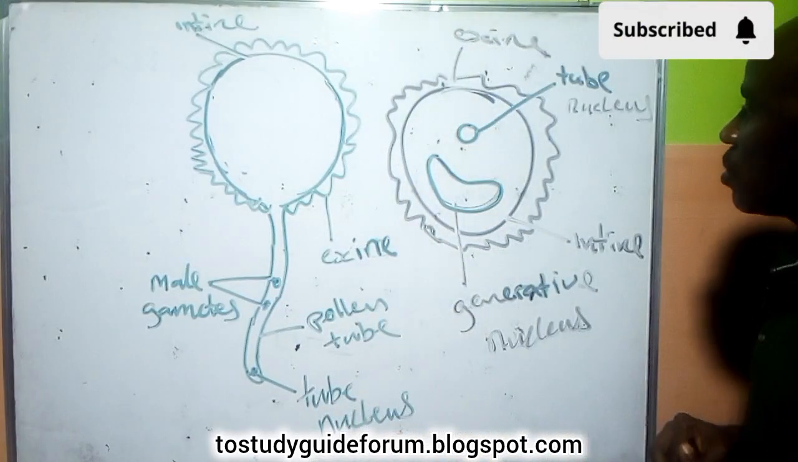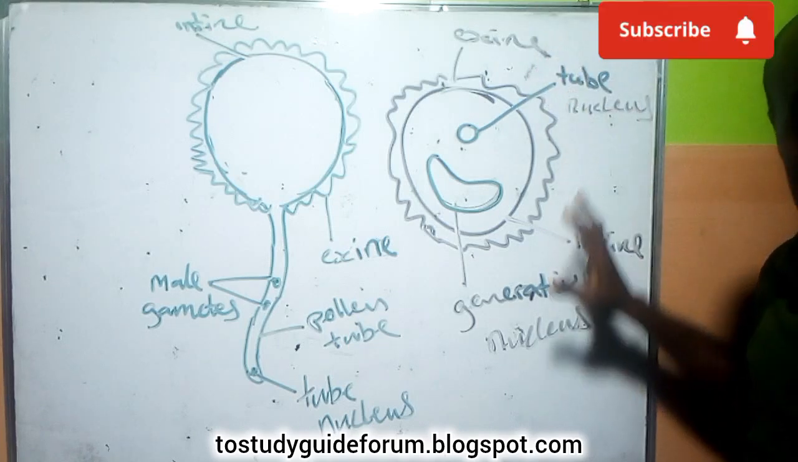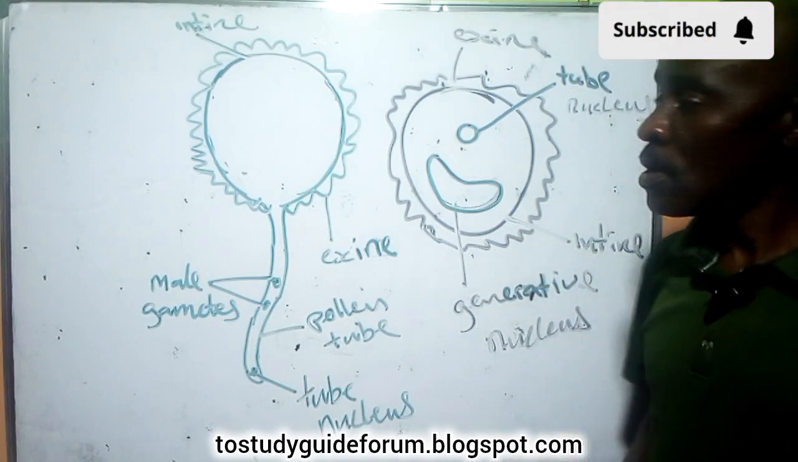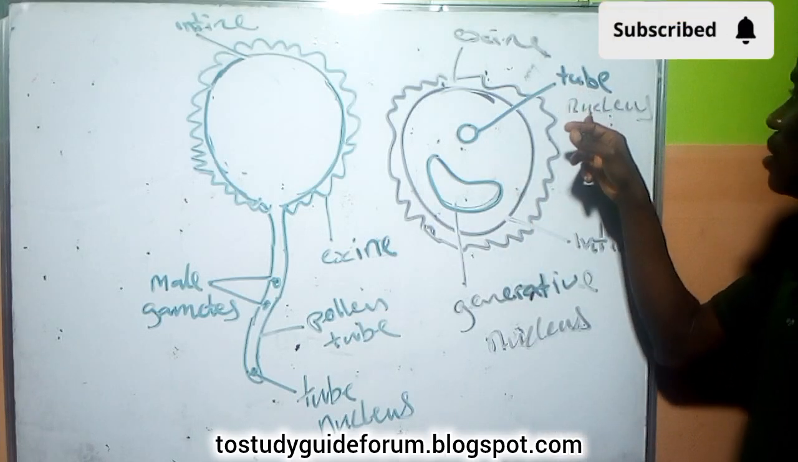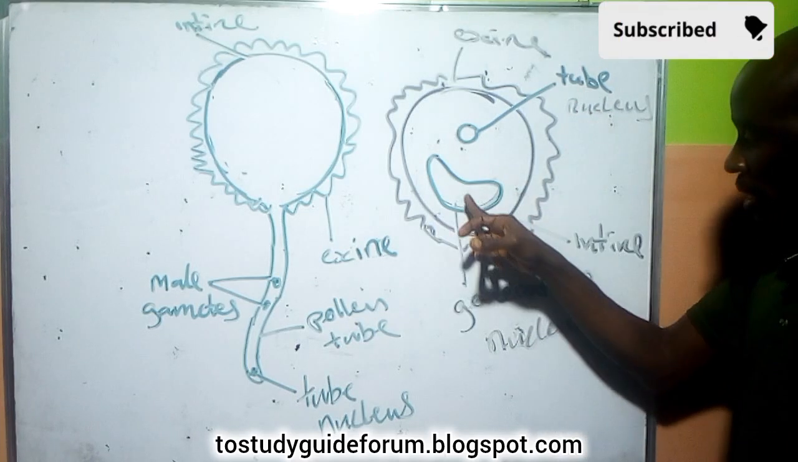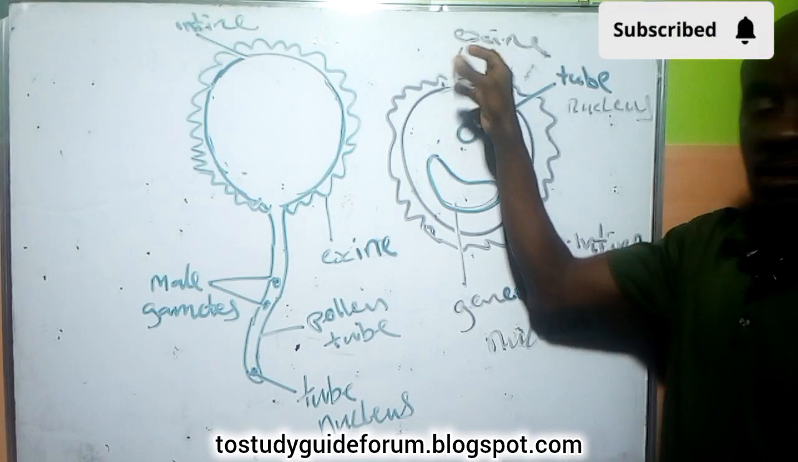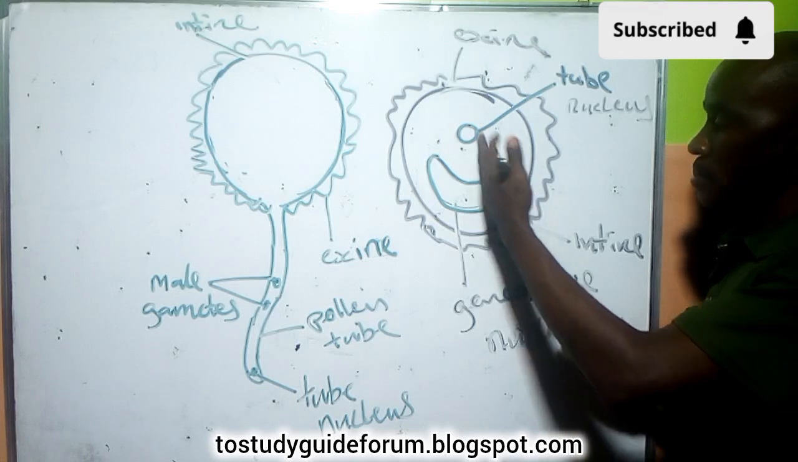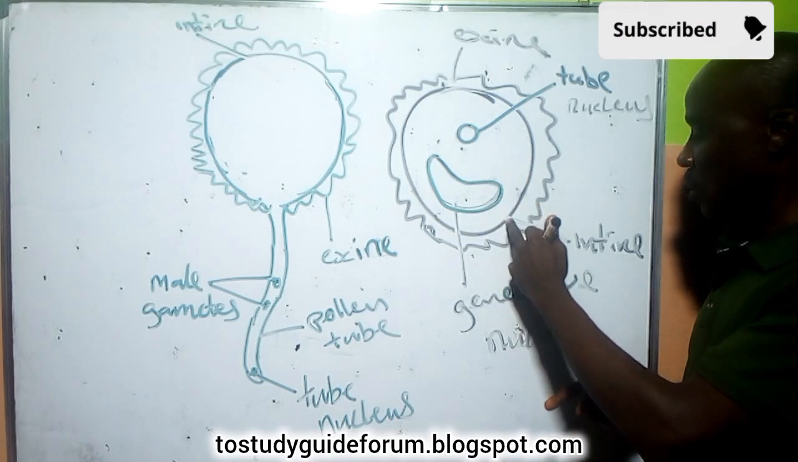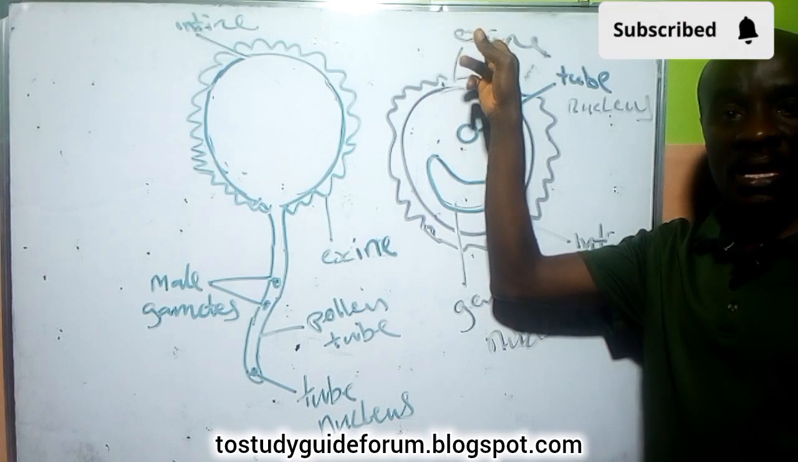We're going to start by looking at the structure of the pollen grain. This is the pollen grain. What we have here is the pollen tube nucleus and the generative nucleus. Then we have the Exine. The internal part of the pollen grain is what we call the Intine, and the external part is what we call the Exine.